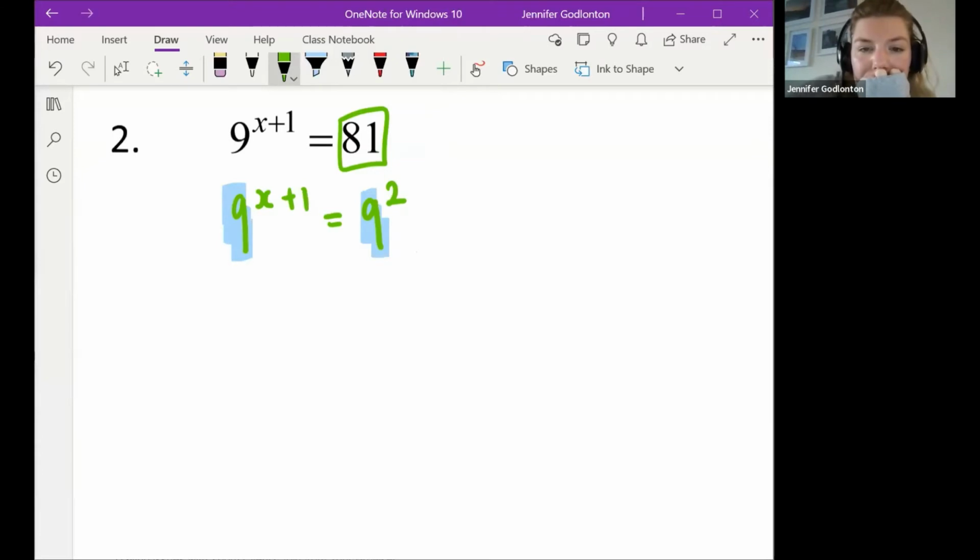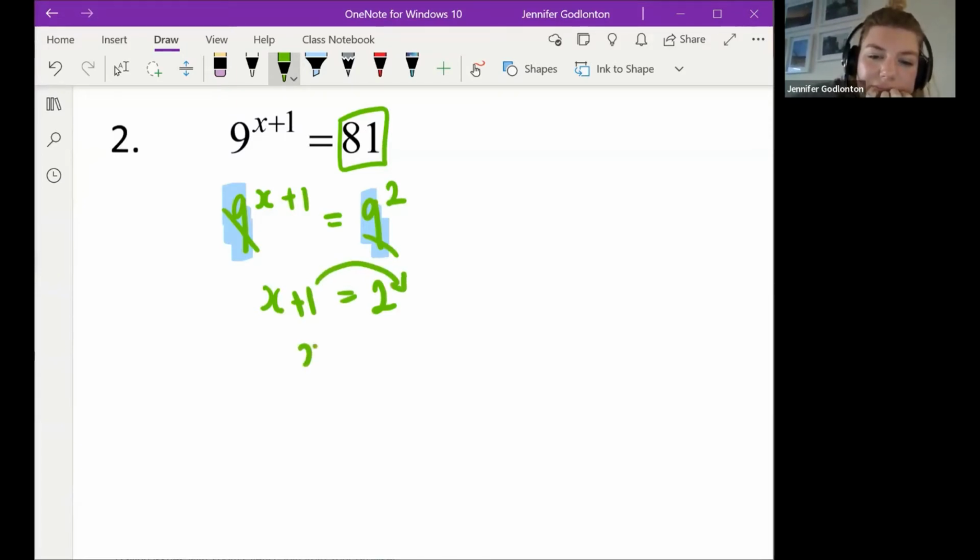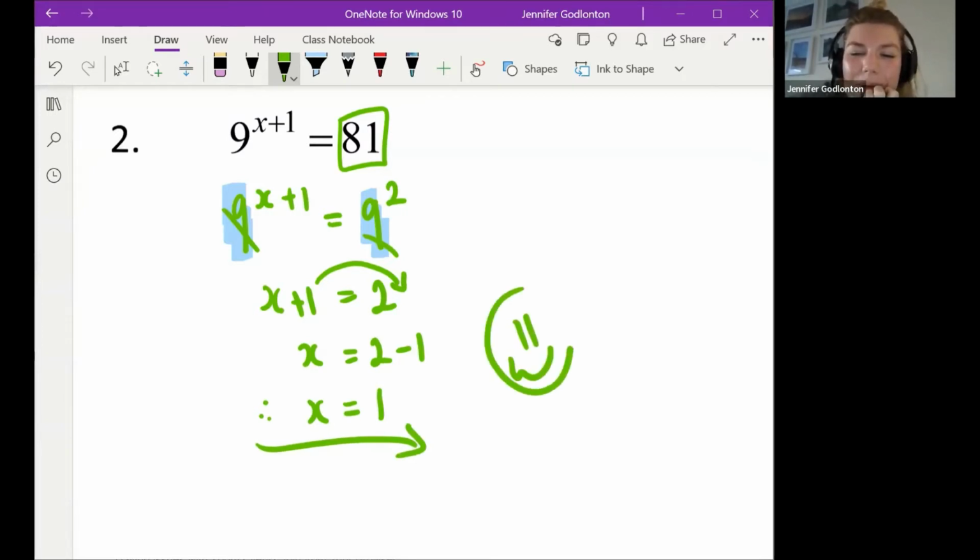Ma'am, you can just take the bases away and it's going to be x plus 1 equals to 2. Good. Okay, what would be my next step? Ma'am, you take the 1 over to the 2, so it's going to be 2 minus 1. Good. So therefore, what does x equal? X equals to 1. Yes. Lovely. Well done, Unati. Great job. Nice.